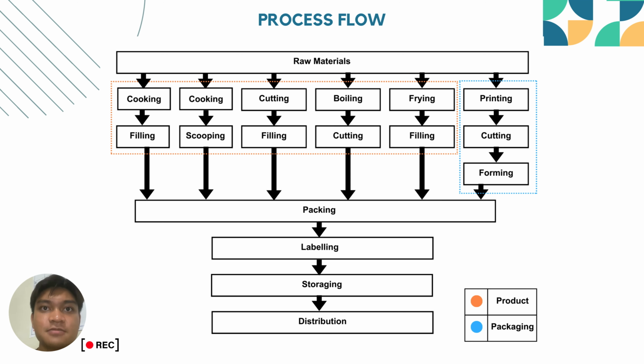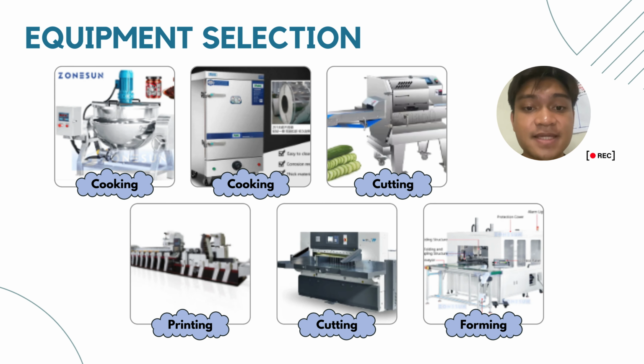After that, when we have done all the packing part, we go to the labeling, which is usually done to label the expiry date and some other important things on the carton box when we make it in bulk. After that, we go to the storage.